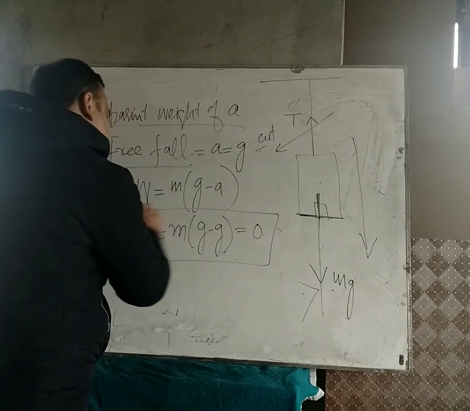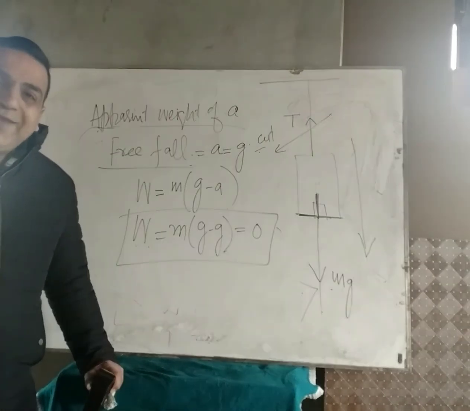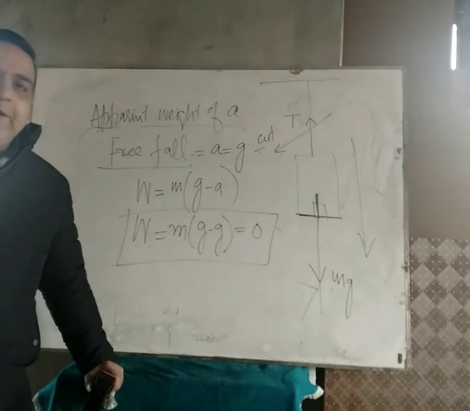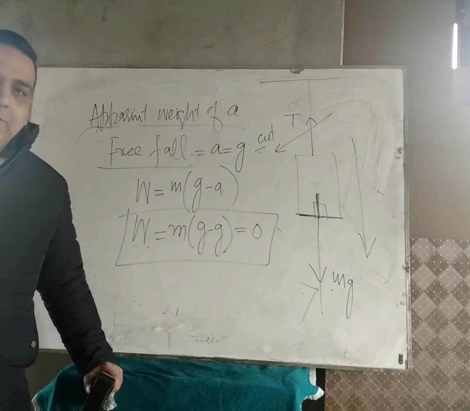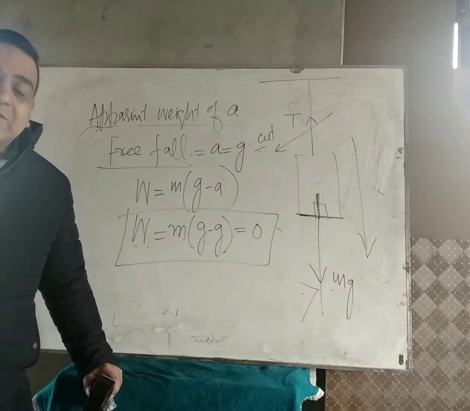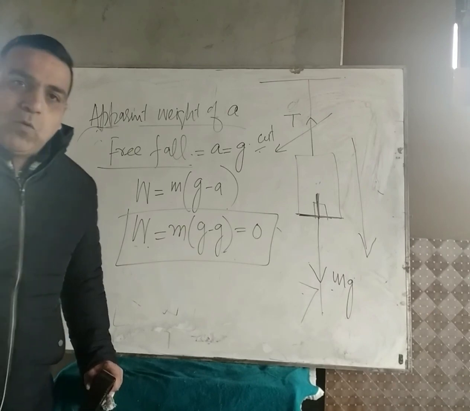So what is the result here suggesting? The result here is suggesting that the apparent weight of a free falling body is always 0. That means if somebody is on a window and he's jumping onto the ground, during his fall, his apparent weight is 0. Cannot measure his weight. His apparent weight is 0. This is what is called free fall. So during a free fall, the apparent weight of a body is 0.